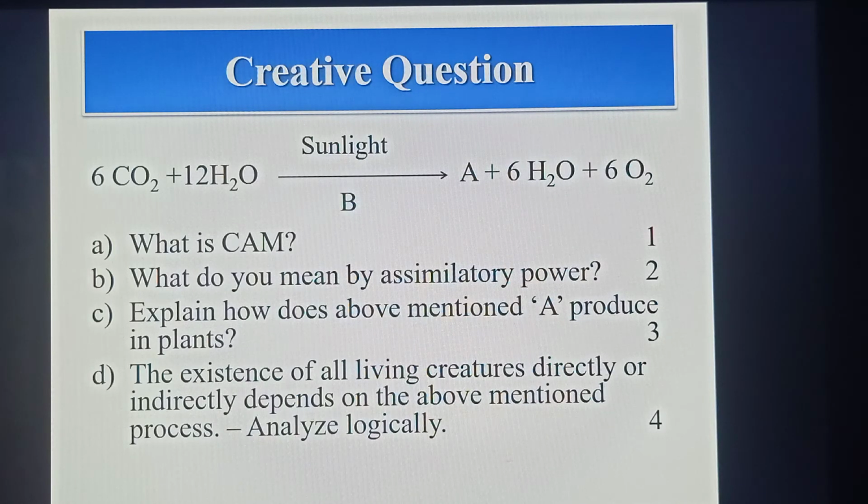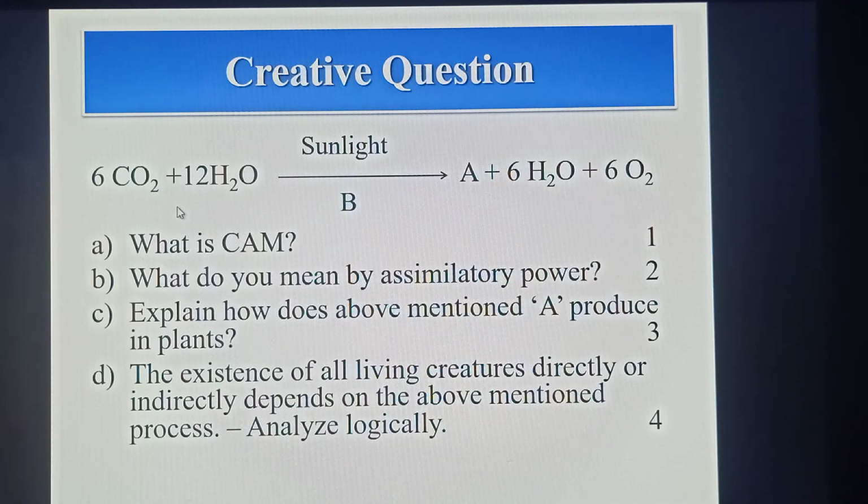What do you mean by assimilatory power? This is from the light dependent phase. We all know that ATP and NADPH are the assimilatory power. Explain how the above mentioned A is produced in plants. I already mentioned, it is glucose. So you have to write down the light independent phase or dark phase or carbon dioxide reduction reaction pathway of plants. And next, the existence of all living creatures directly or indirectly depends on the above mentioned process, analyzed logically.